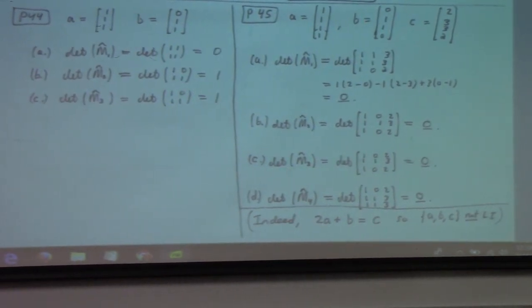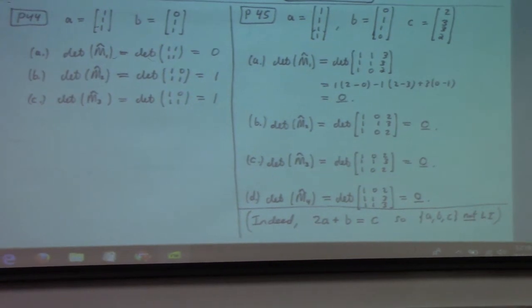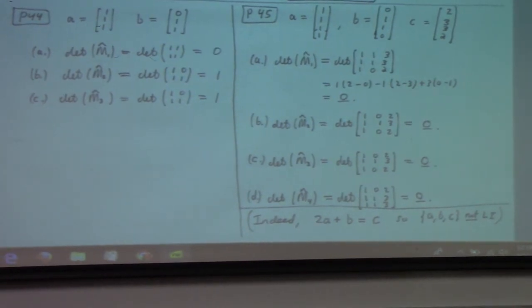Now, these are not especially exciting. These are really just trying to make you aware of another calculational technique, which I don't really advise you use. I just wanted to play around with it a little bit. So these two vectors are clearly what? These are clearly linearly independent because A is not a scalar multiple of B.